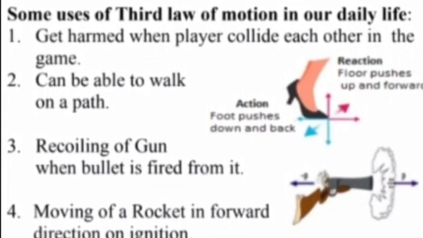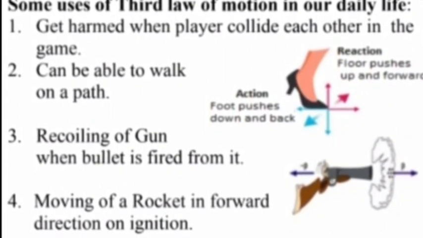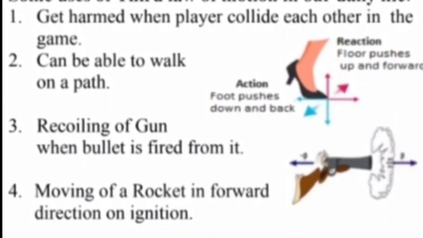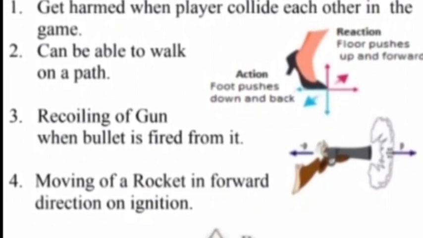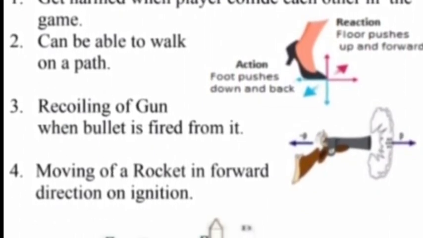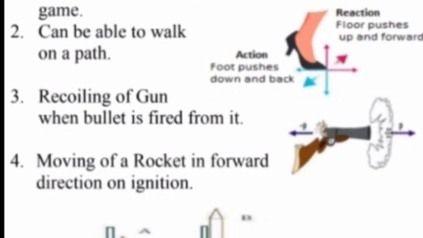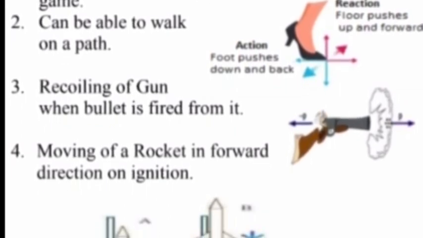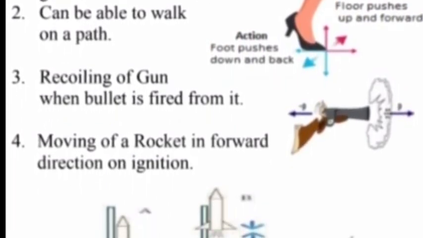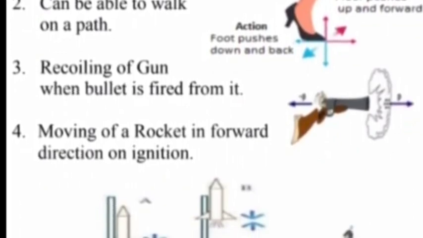Players get hurt when they collide with each other in a game. We are able to walk on a path. Action is our foot pushes down and back. Reaction is the floor pushes up and forward. That is, we push the floor backward, so the floor pushes us forward.